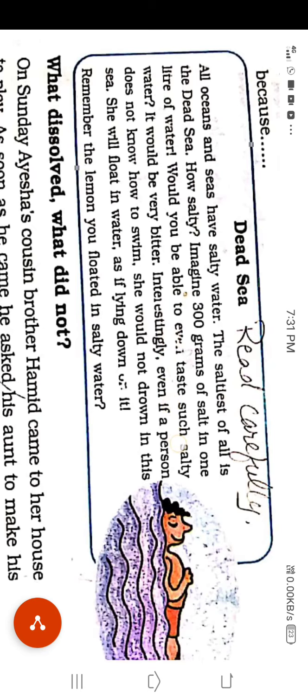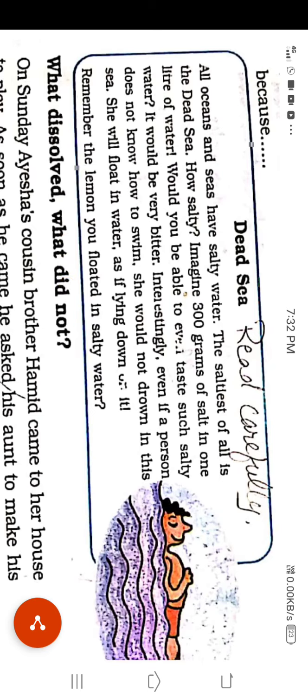Imagine 300 grams of salt in 1 liter of water. Would you be able to even taste such salty water? It would be very bitter. Interestingly, even if a person does not know how to swim, she would not drown in the sea. She will float in water as if lying down on it. Remember the lemon you floated in salty water.